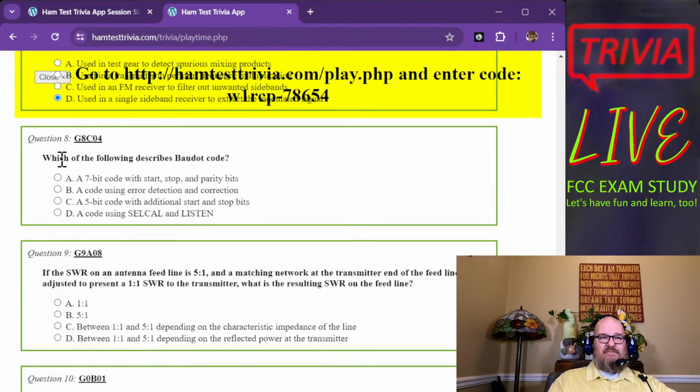Makes me feel awful. Which of the following describes Baudot code? A 7-bit code with start, stop, and parity. A code using error detection and correction. A 5-bit code with additional start and stop bits. A code using call and listen. I'm going to say it's a 7-bit code with start, stop, and parity bits. It's either A or C, pretty sure.